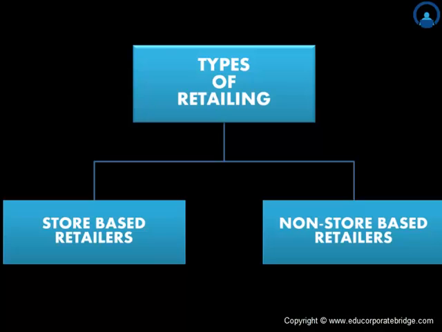Now let us see what are the types of retailing. There are two types of retailing, namely store-based retailers and non-store-based retailers. The store-based retailers are the ones which operate through brick and mortar shops. They have individual shops and they operate through a fixed place. Whereas non-store based retailers can be classified as the personnel which operate through e-commerce or through catalog marketing. These retailers do not require any brick and mortar shop and operate without any fixed place.